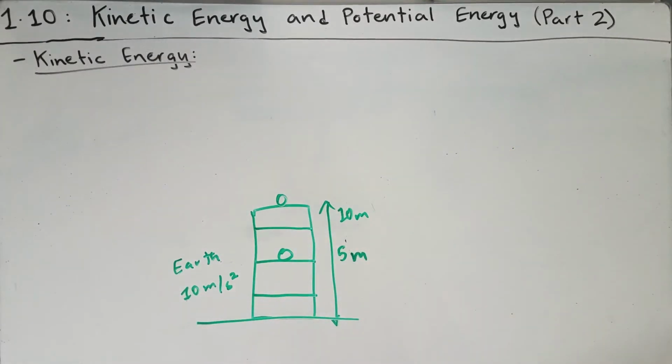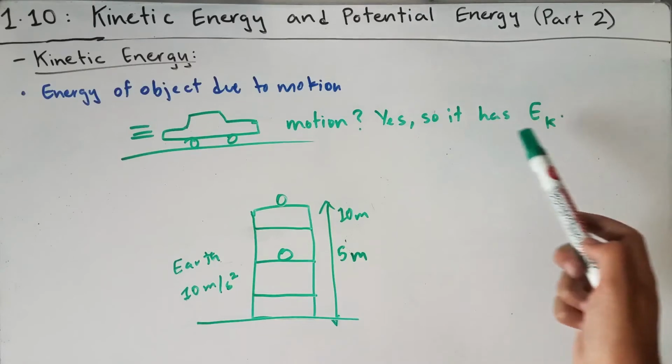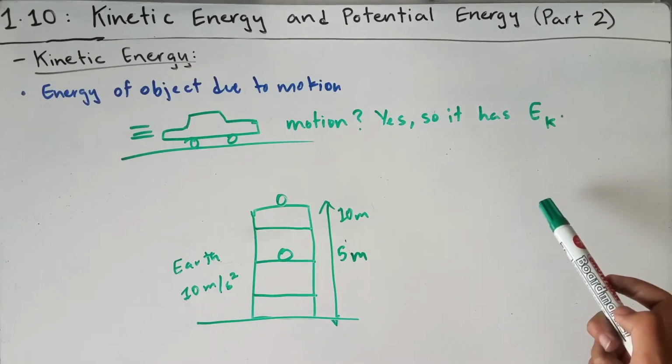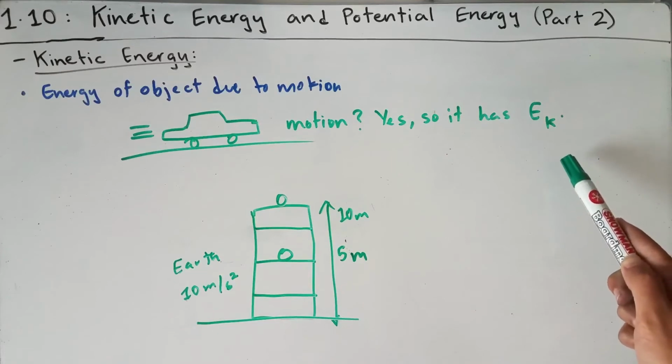Now let's talk about kinetic energy. Kinetic energy is the energy of an object simply due to its motion. So if you had a car that was speeding down a road, then you know that that car has some motion. And because it has some motion, we can say that it also has kinetic energy.